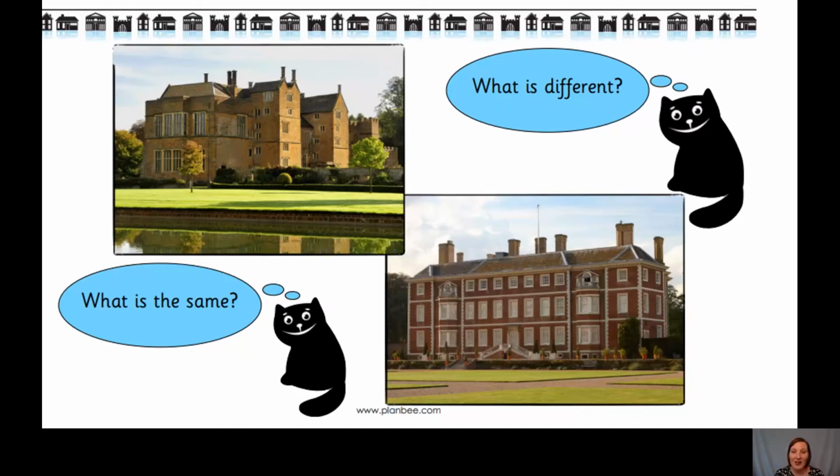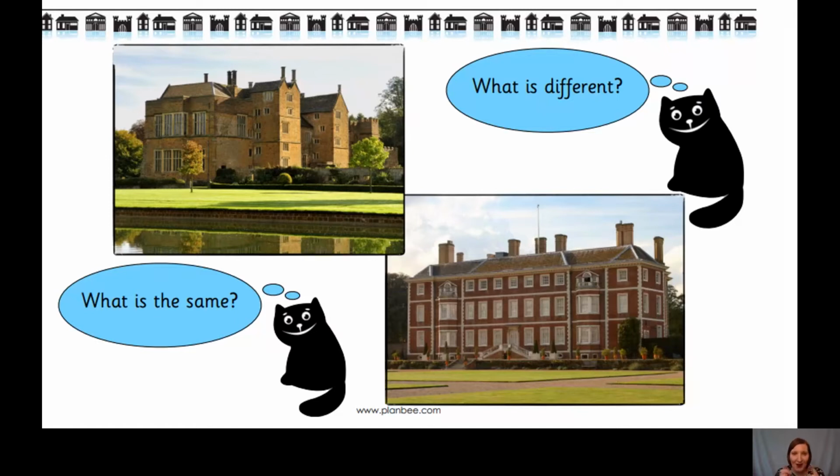What did you notice? Well, first, the thing that I notice that's different is the colour. Can you see that the top one is built of a certain stone that's like a sandy colour, and the house at the bottom is built with a brick that's a red colour? So they're definitely built with different types of materials. The other thing that I've noticed is that they both have lots of rooms. So that's something that's very similar.